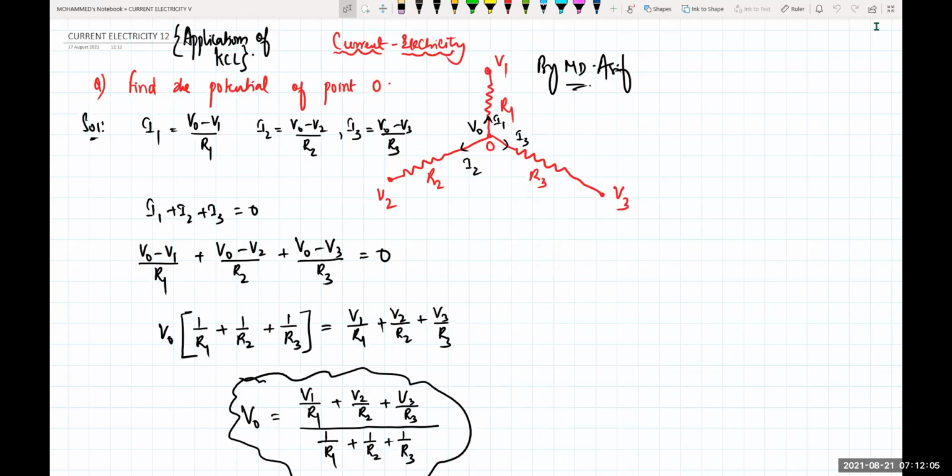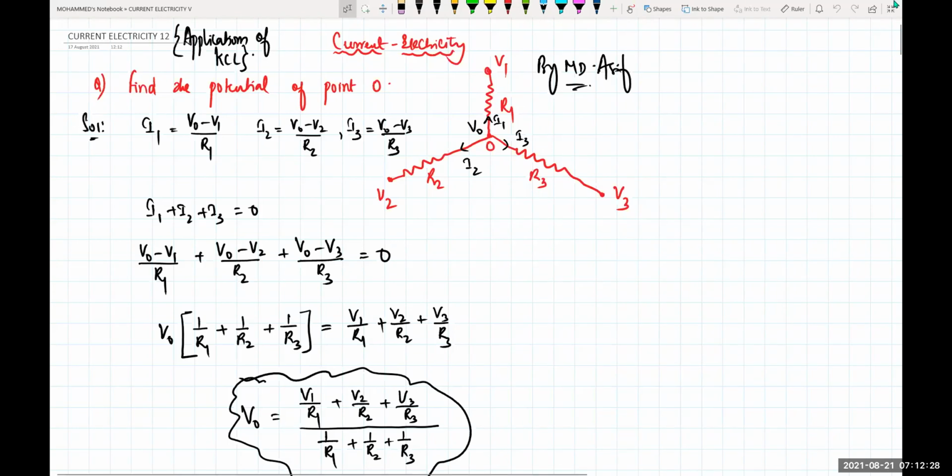So what is Kirchhoff's first law? The algebraic sum of the total incoming currents and outgoing currents must be equal to 0, and it is based upon the law of conservation of charge. Next one, the voltage law: the sum of all the potential differences in a closed circuit, including the EMF of the cells, and if there are any capacitors, even the potentials of the capacitors, must be equal to 0.